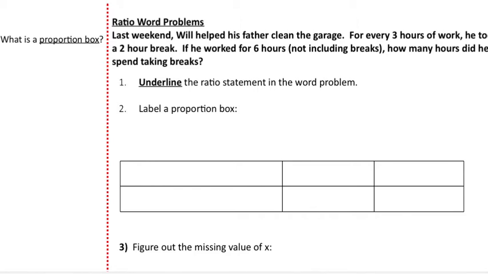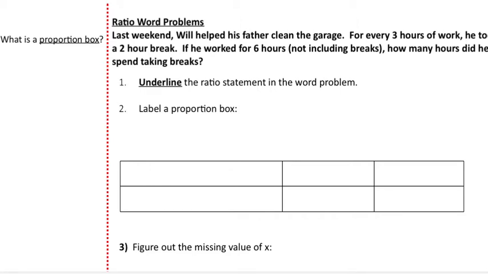So last weekend, Will helped his father clean the garage. For every 3 hours of work, he took a 2-hour break. If he worked for 6 hours, not including breaks, how many hours did he spend taking breaks? Well, the first thing you need to do is figure out what type of problem this is. This is a ratio problem because they're giving us information about 3 hours of work and 2 hours on break. So that is a ratio because it compares two quantities, 3 hours of work to 2 hours on break.